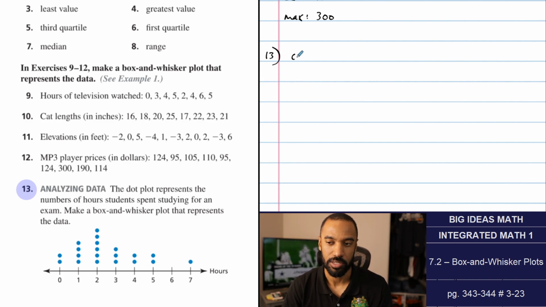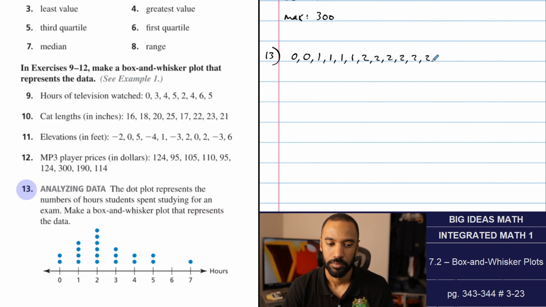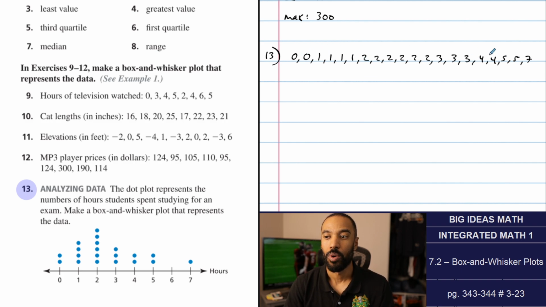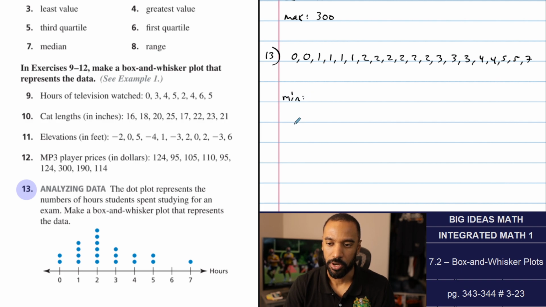I'm going to write out the list of the values in order, which is going to be easy. There are 2 zeros, 4 ones, 6 twos, 3 threes, 2 fours, 2 fives, and a 7. Within here, we can do the exact same stuff as we did before. There's a 5-number summary: min, Q1, median, Q3, and max.